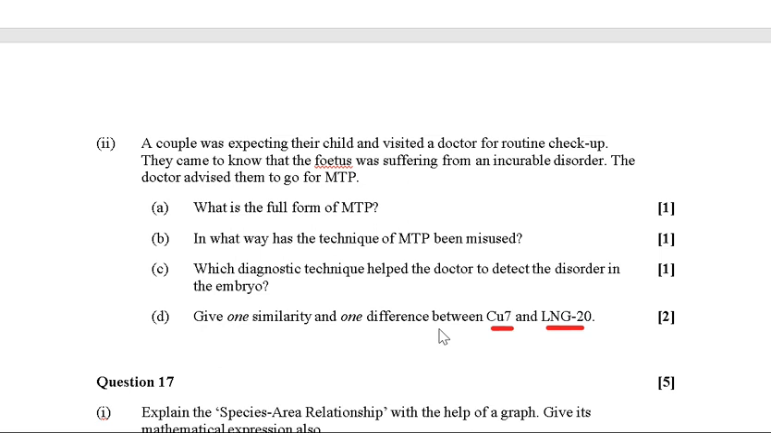So, CU7 actually includes copper T. So these copper ions suppress sperm motility and fertilizing capacity of sperm. I repeat, for CU7, the copper ions here suppress sperm motility and fertilizing capacity of sperm. But if we talk about LNG20, it makes the uterus unsuitable for implantation and the cervix hostile to the sperm. So these 2 points, that means 1-1 point for difference. And similarity is that both are IUDs, intrauterine devices.